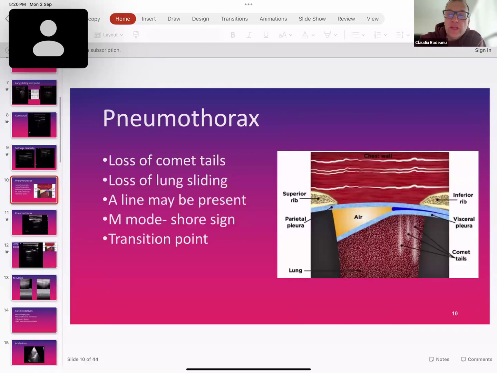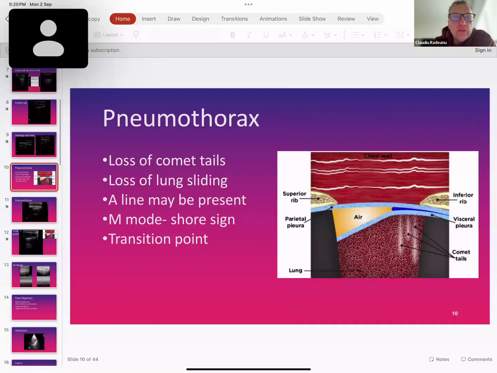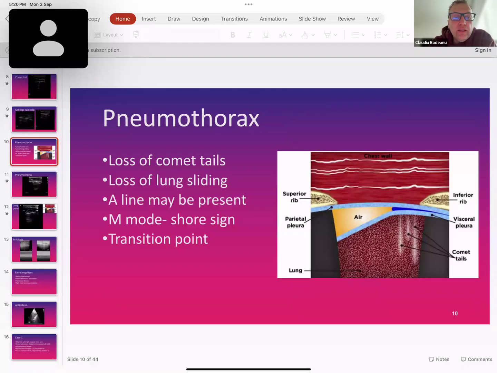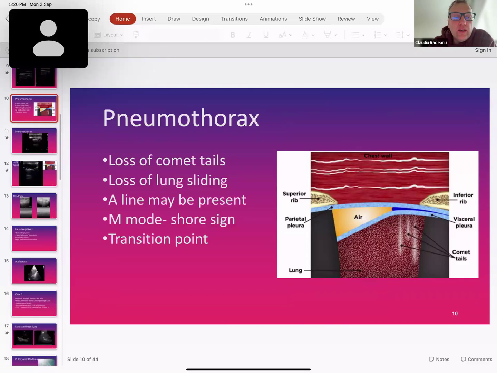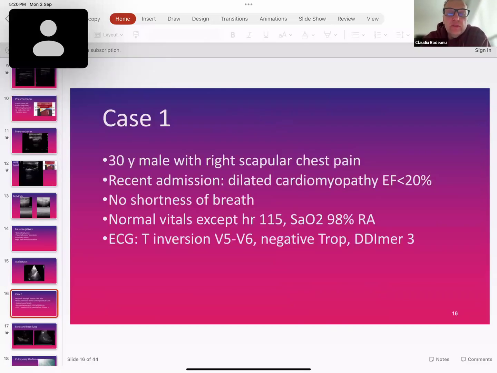I'll come to the pneumothorax if we have time. All we talked about is the normal lung, because it helps with diagnosing pneumothorax. But I'll come back to it more towards the end of the talk, because I thought it's actually easier to talk about a few cases. And if we have time, we'll come back to pneumothorax.